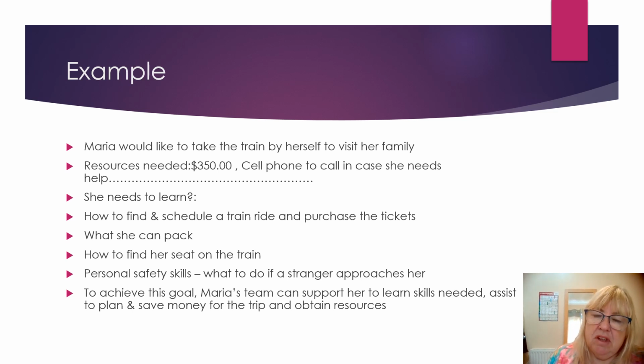How would she find her seat on the train? Does she have a reserved seat, or is it just a sit anywhere train, so it doesn't matter? She needs to know that. What sort of personal safety skills does she need to know? How does she need to look after things? How does she need to look after her money? What's the best thing to do? What she has with her, what sort of valuables she has with her, what to do if a stranger approaches it. She needs some sort of plan for all these things.